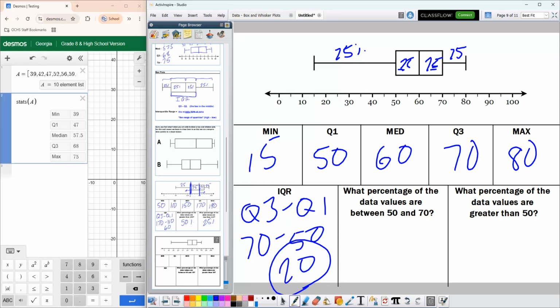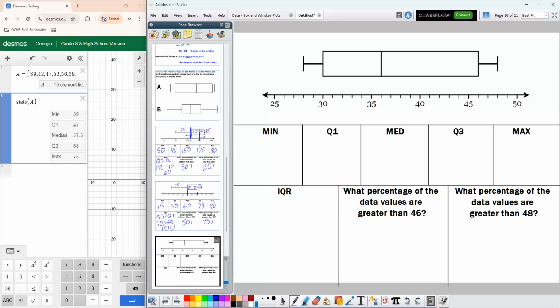Between 50 and 70. Right there and right there. That looks like 50%. And percentage of data that is greater than 50. There's 50 right there. So greater would be 75. All right.